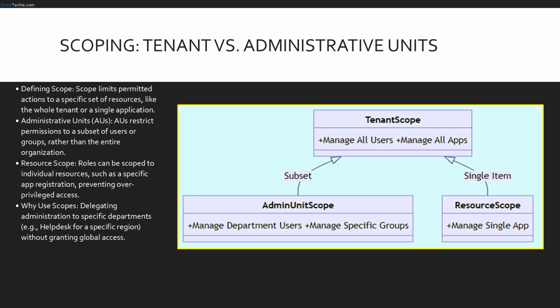This diagram illustrates the hierarchy of scopes. At the top, we have the tenant scope. If you are assigned a role here, your effective permissions extend to all users and apps in the directory. Below that, we see the administrative unit scope. This is a subset. Permissions here only affect members inside that specific unit. Finally, on the right, we have resource scope. This is the narrowest constraint, where effective permissions apply to only one object, such as a specific application registration.